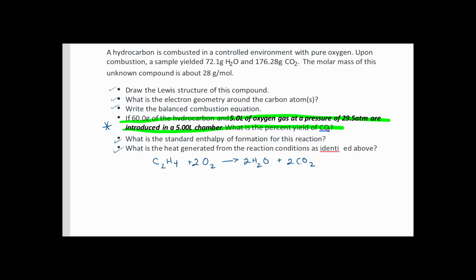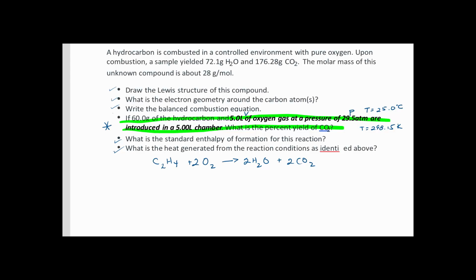I have 5 liters, so that's my volume. I have a pressure of 29.5 atmospheres, and I've actually gone back and amended this so that the temperature is 25.0 degrees Celsius. Okay, so my temperature is actually going to be 298.15 because I'm just going to use as much precision as I have and only round at the bitter end.